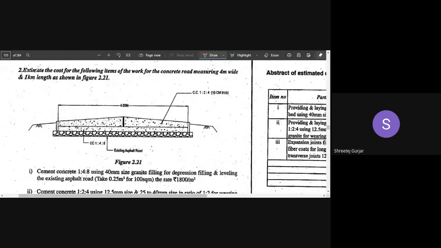Okay. Estimate the cost of the following item of work for the concrete road measuring 4 meter wide. So the width of your concrete road is 4 meter, which is given over here. Then length is 1 kilometer, capital L is 1 kilometer. No problem. Now let us look into the cross section.